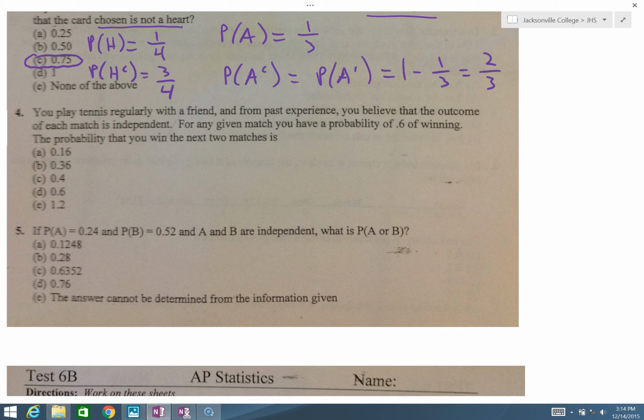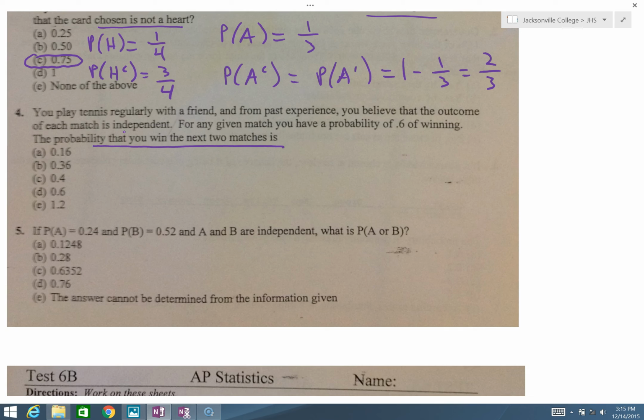All right, number 4. The probability that you win the next 2 matches. You play regularly against your friend. From past experience, you believe the outcome is independent. Well, independent means knowing one doesn't give you some information on the other one. You beat your friend this time, next time it's still 60%. Maybe that's true, maybe that's false, but that's what you're assuming.